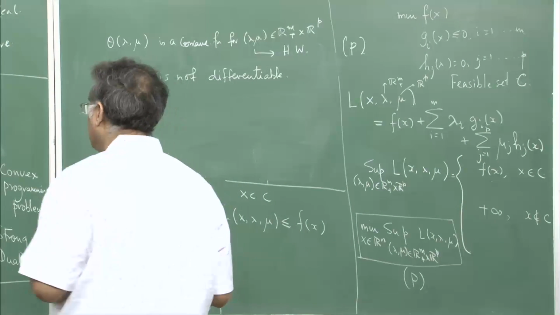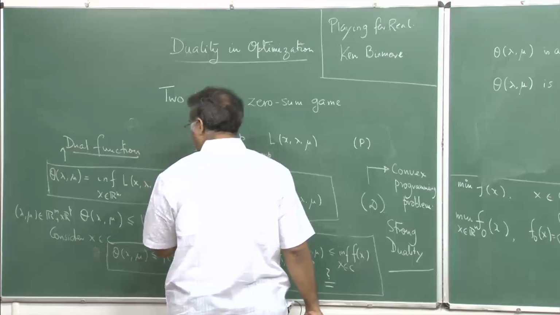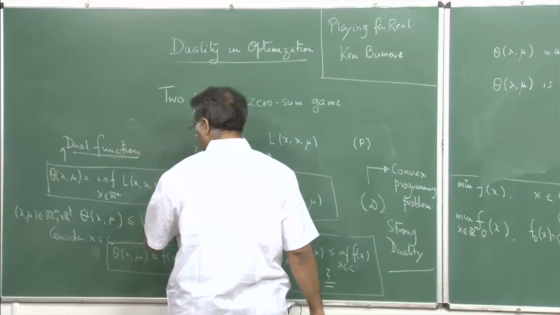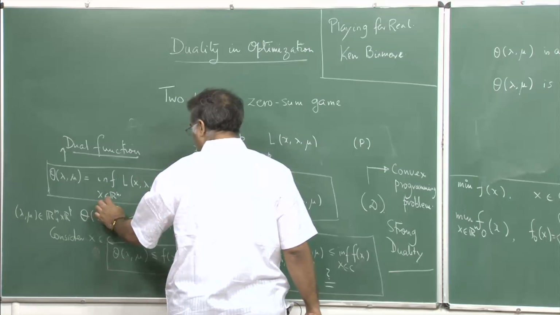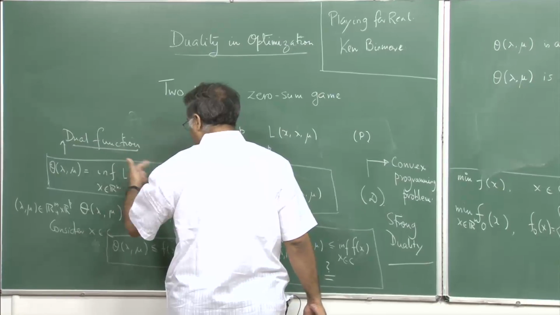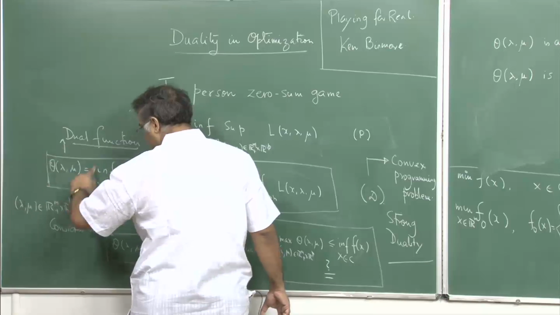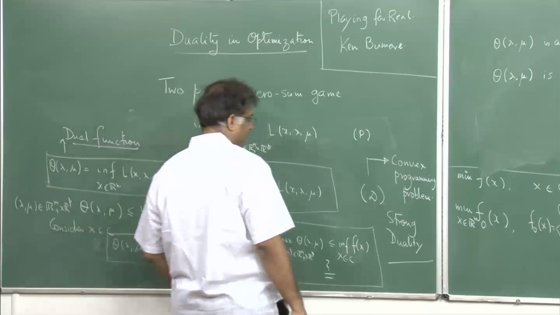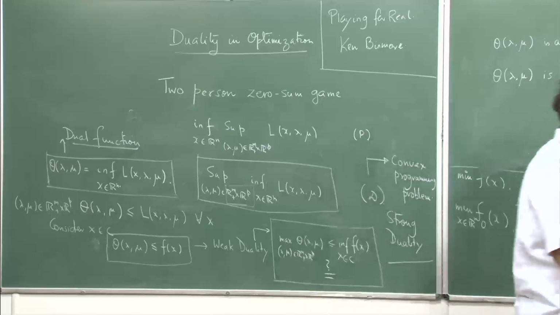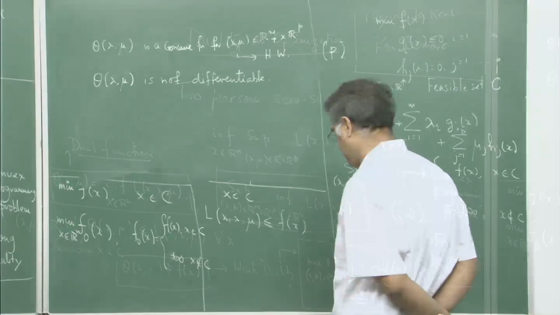So, here, for every fixed x in terms of lambda and mu, this is a linear function, and now as you vary this index x, x is generating the family of concave functions. When you take the infimum, you will get a concave function. So, this is a concave function. Now, this non-differentiability might turn out to be problematic.